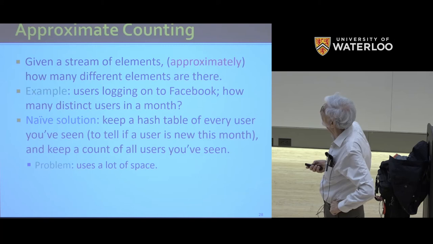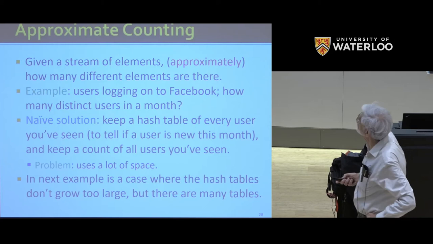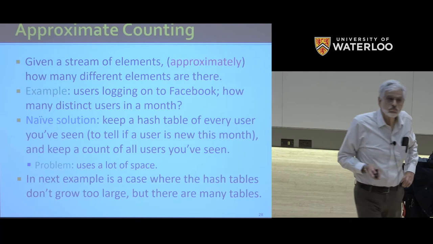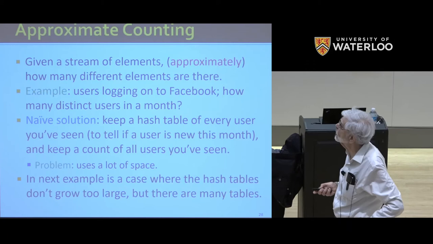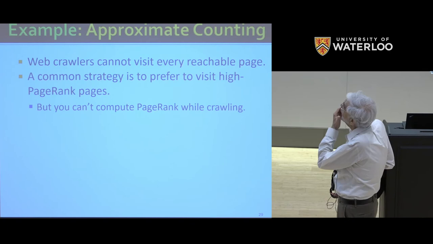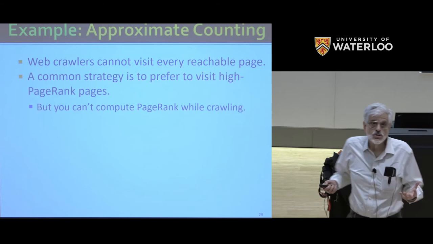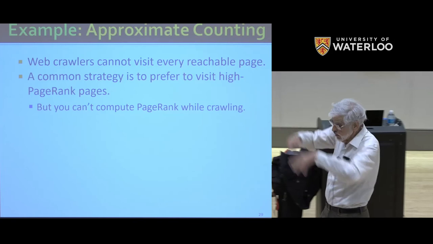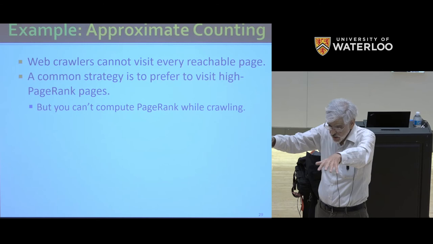But I want to give you an example of a problem where the hash table is relatively small, but the number of hash tables is astronomical, so you don't really have the space to do this conveniently. And the example is web crawling. Now, the fact is the web is too big for even Google to record it all. So you have these crawlers going out there, visiting pages, and each page gives you links to some other pages.